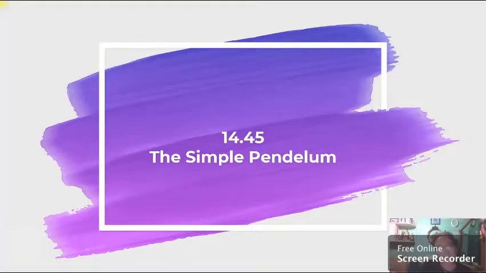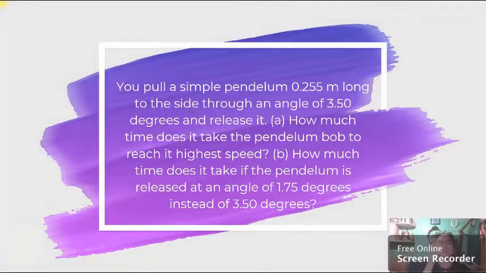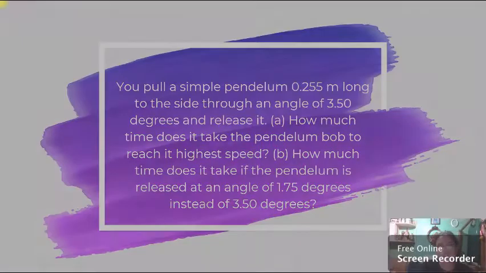So for our last problem, it is all about the simple pendulum. We all know what a pendulum is and what a pendulum looks like and how a pendulum works. The problem is: you pull a simple pendulum 0.255 meters long to the side through an angle of 3.5 degrees and release it. First, how much time does it take the pendulum bob to reach its highest speed, and how much time does it take if the pendulum is released at an angle of 1.75 degrees instead of 3.5 degrees?